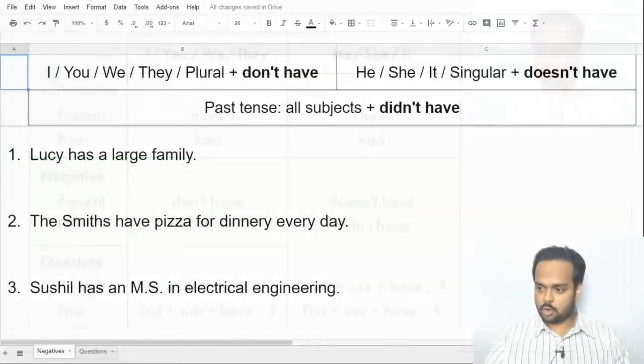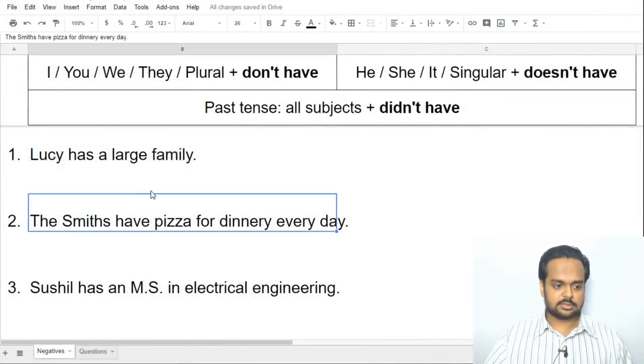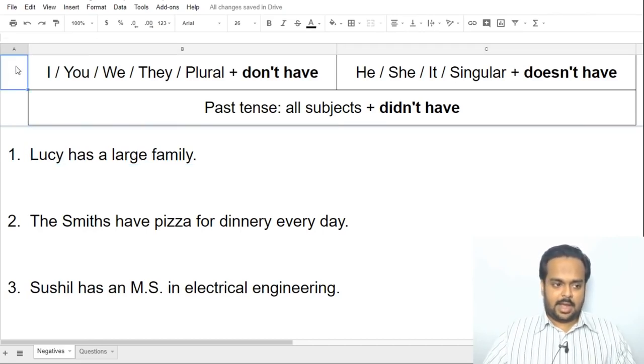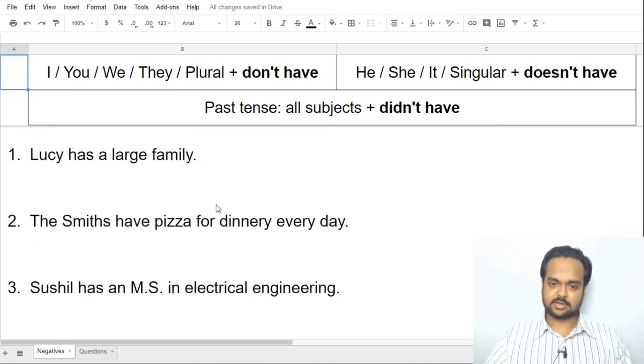All right, we're going to go to this document I have over here. It's actually a Google Sheets document. It's kind of like Excel. I have 10 sentences here. Actually, I have 11 sentences, and we're going to go through these and make negatives out of these sentences.